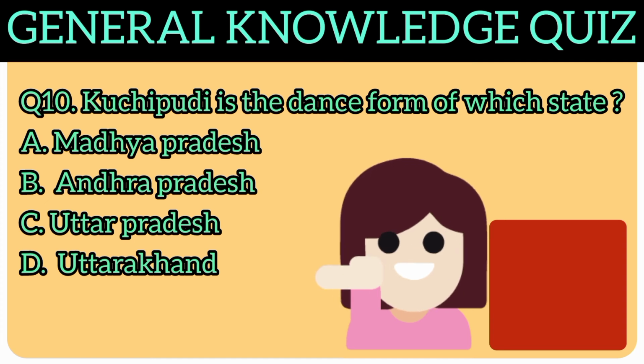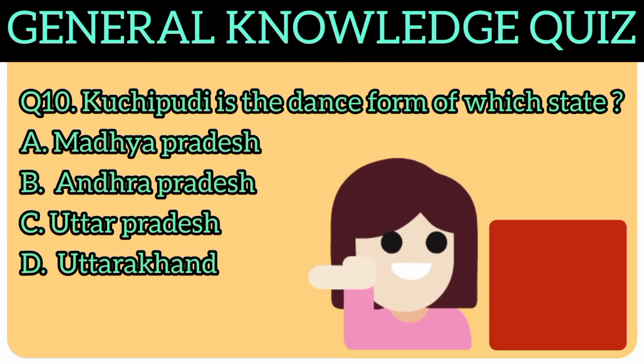Question 10. Kuchipudi is the dance form of which state? Your options are A. Madhya Pradesh, B. Andhra Pradesh, C. Uttar Pradesh, D. Uttarakhand. Your time starts now.